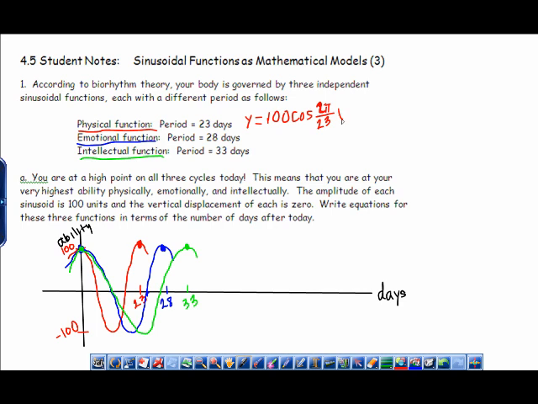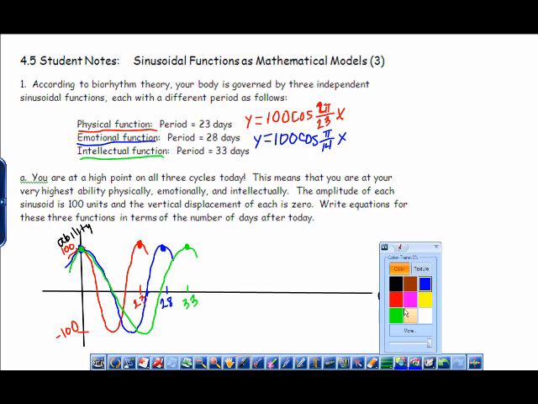And I'm going to go ahead and put x here, or you could put t for days. There is no horizontal shift because you're starting at the peak. So going to my next one, it's going to be almost the exact same. For the emotional, it's 100 cosine. Now this time I'm going to do 2 pi divided by 28, so I'm going to simplify that to be pi over 14 x.